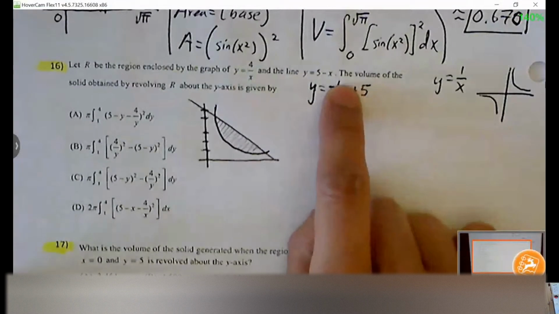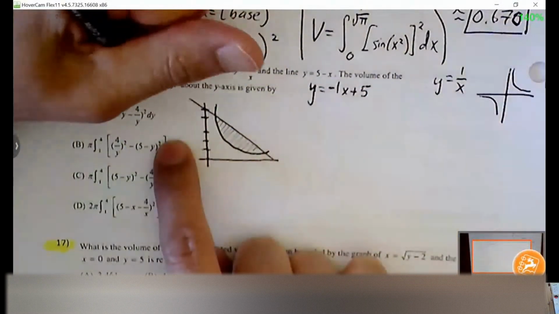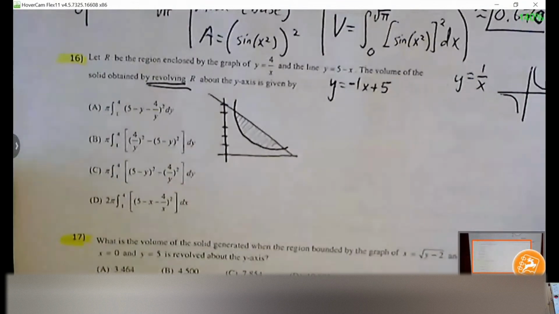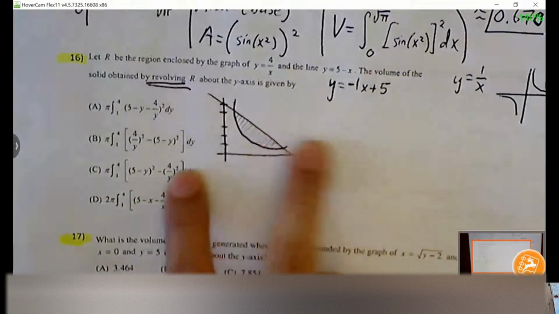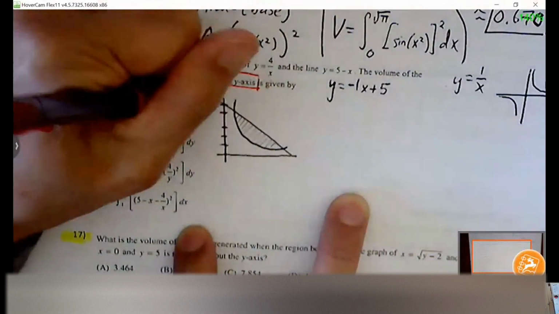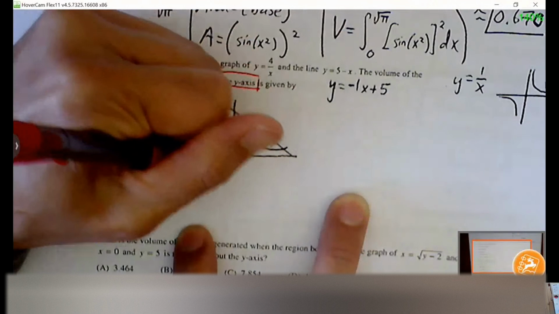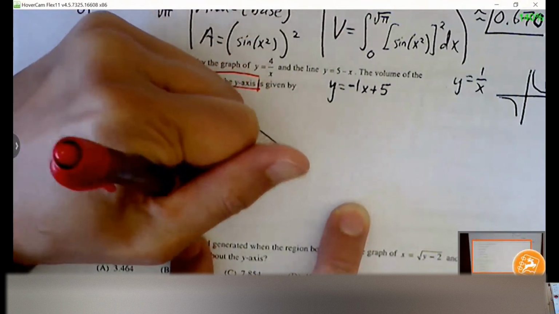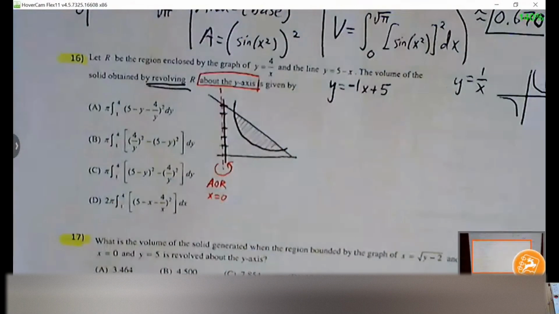All right, so the volume of the solid, we know we're revolving. Anytime we're rotating, it's going to have to be either disc or washer, because there are going to be circular based shapes coming out of it. Okay, so we're rotating about the y-axis. That's our axis of revolution. So I'm taking that shaded region and rotating it about that vertical line.